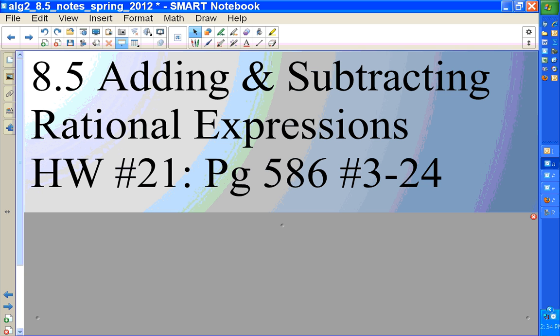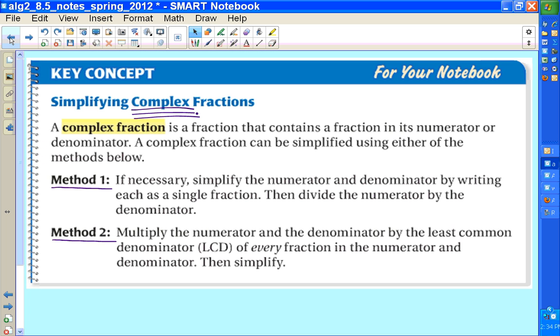There's 2 ways. The second one, Lucas, is going to be find the LCD for everything that's there. Like every fraction function. So we'll talk about that.